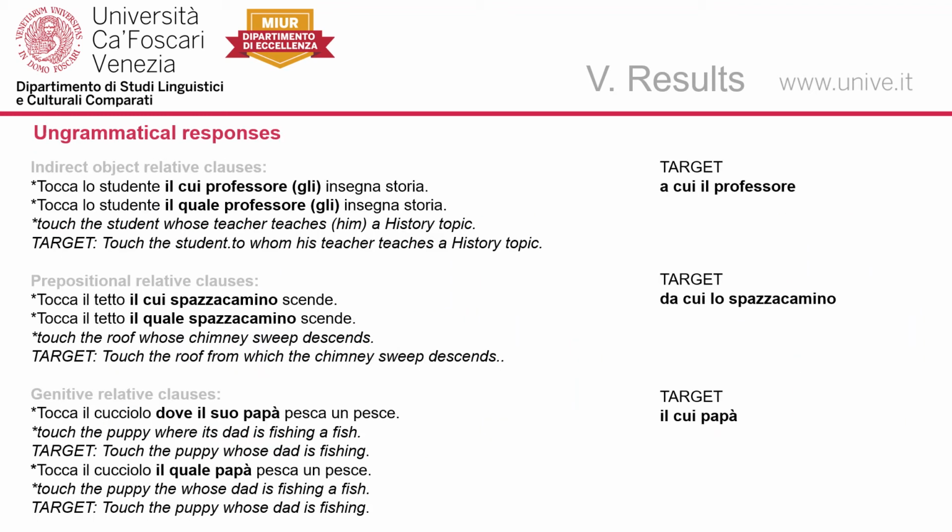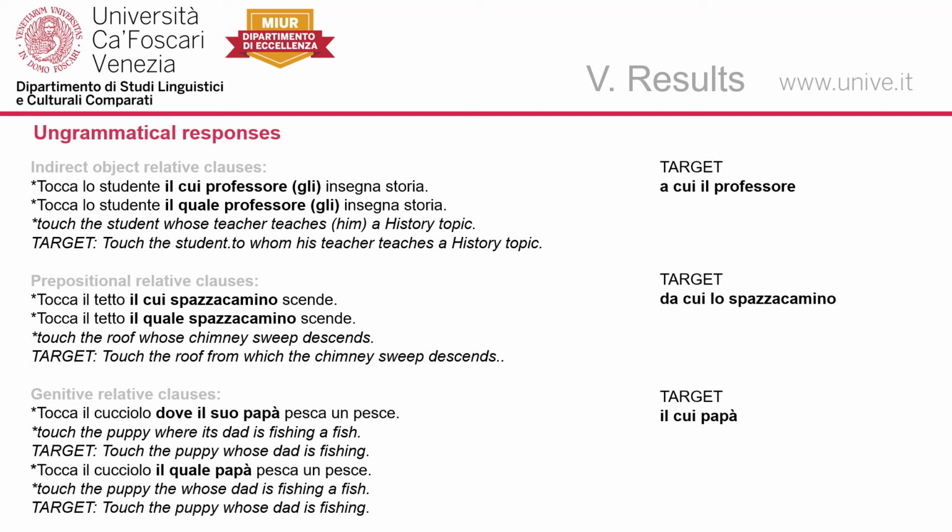In this slide, some examples of ungrammatical productions are provided. Some participants produced a sentence like "tocca allo studente il cui professore insegna storia", which resembles a genitive relative, instead of an indirect object relative, "tocca allo studente a cui il professore insegna storia". Only students with DD also produced the resumptive clitic "gli", him. Some students produced the relative pronoun "quale" instead of "cui", producing the ungrammatical sequence "il quale professore".